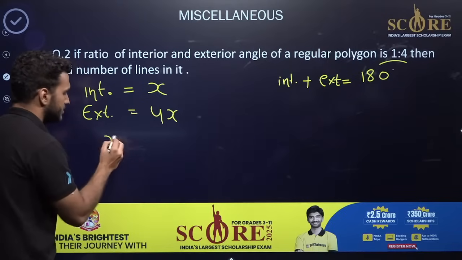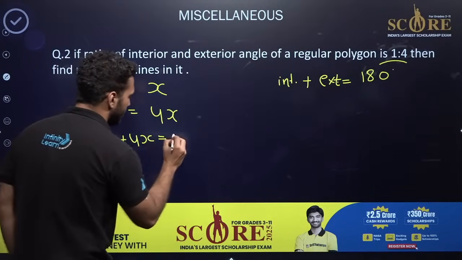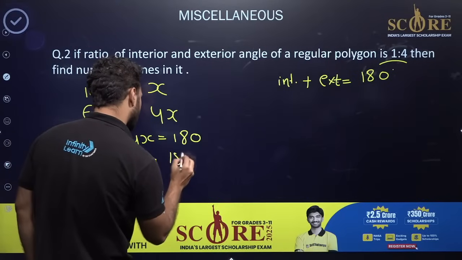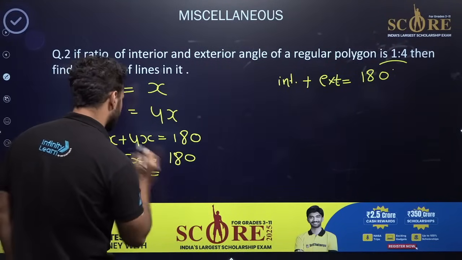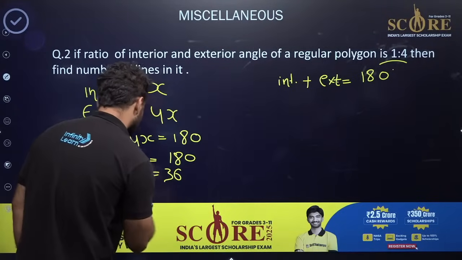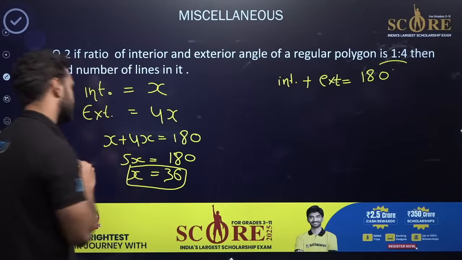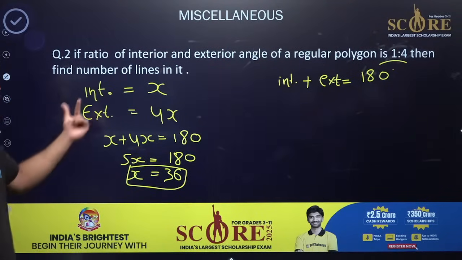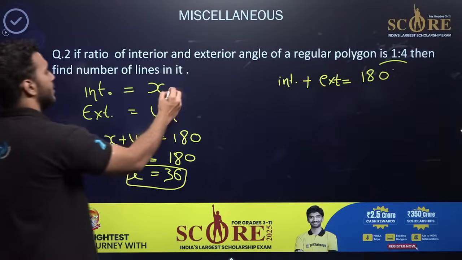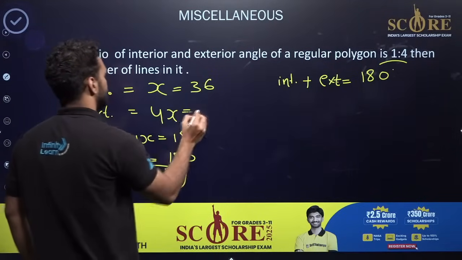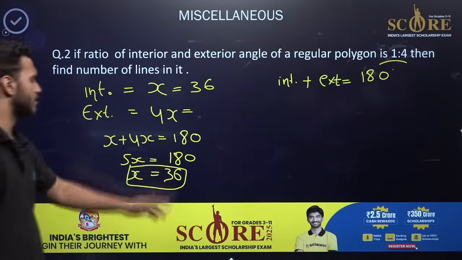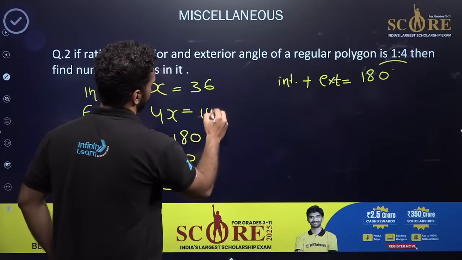From here, can I find the value of x? Yes, sir, x plus 4x should be equal to 180. Now what, sir? 5x should be equal to 180. Okay, then x should be equal to 36. This is the value of x, not the interior angle, not the exterior angle. What was the interior angle value? Sir, x, and x is equal to 36. Okay, this comes out to be 36. What is the exterior value? Sir, 4 into x, which is 144.